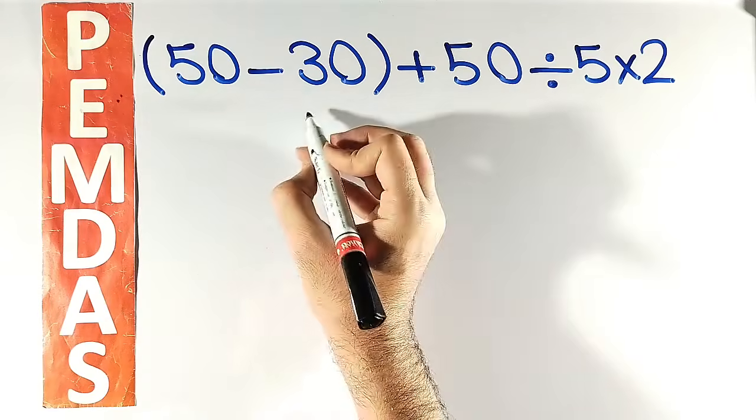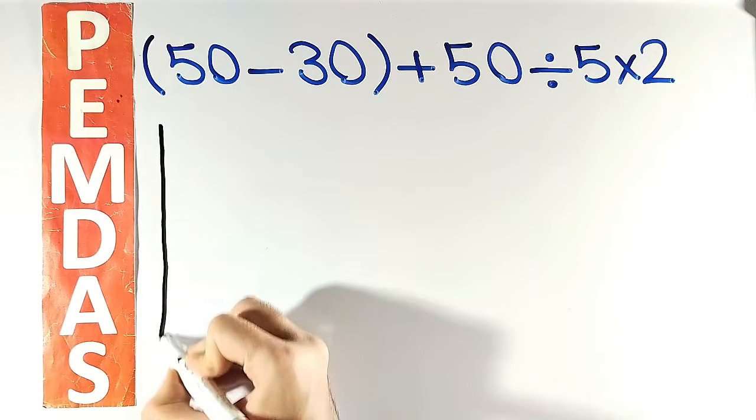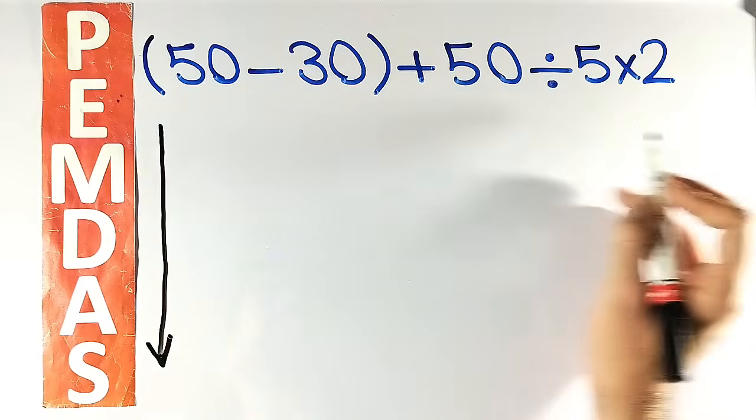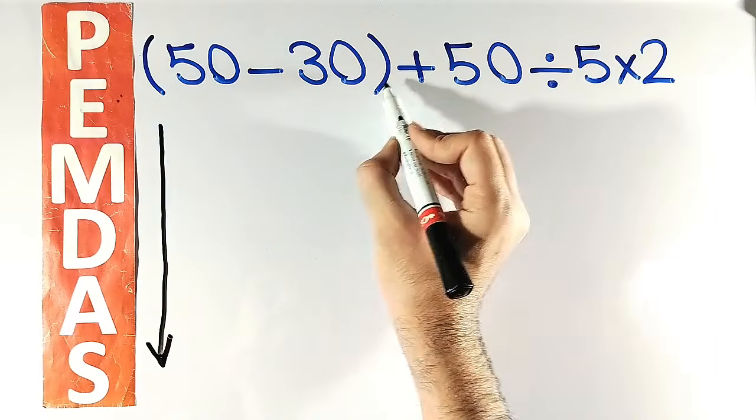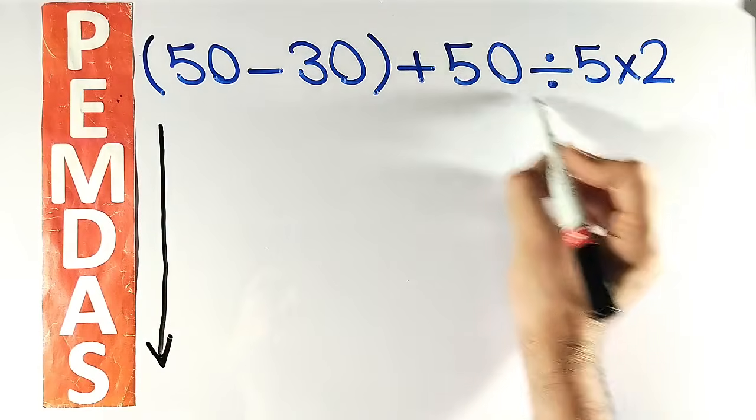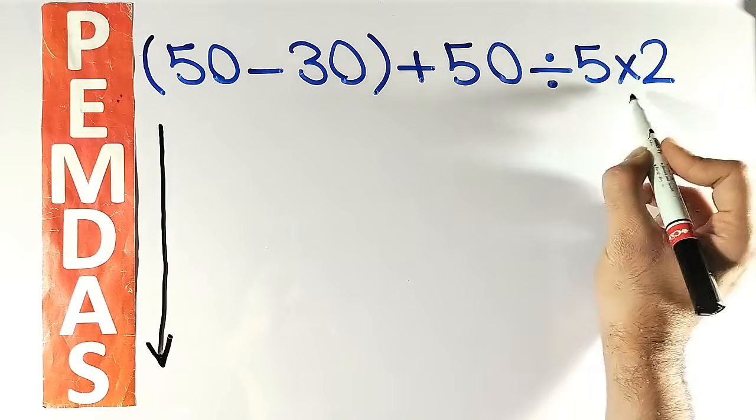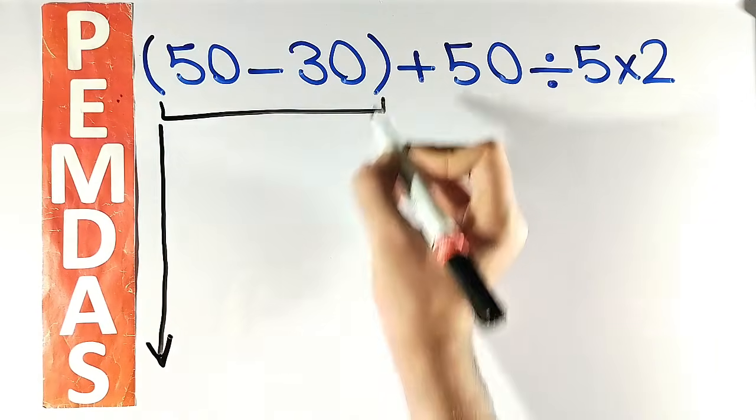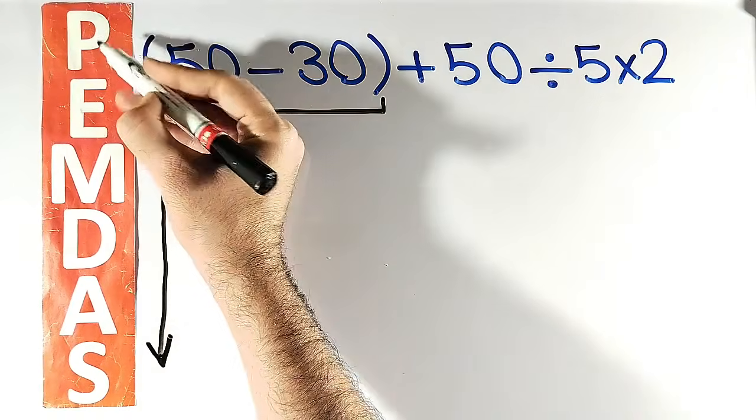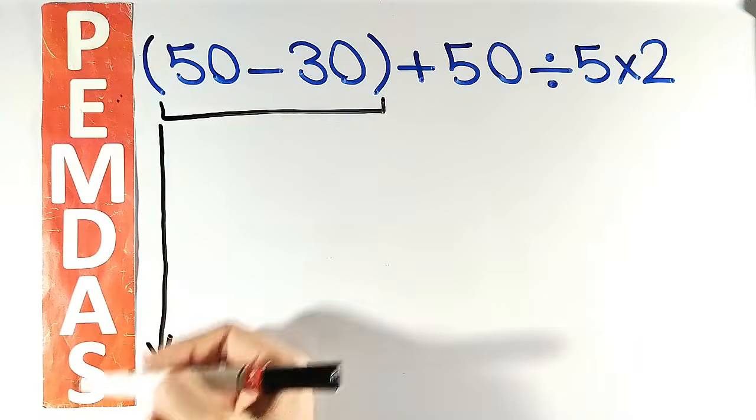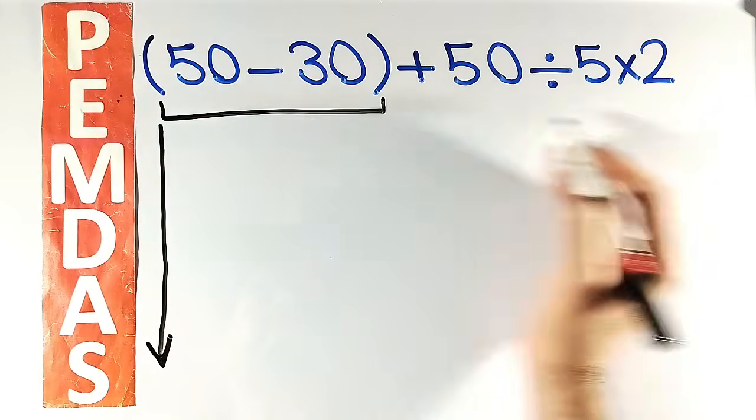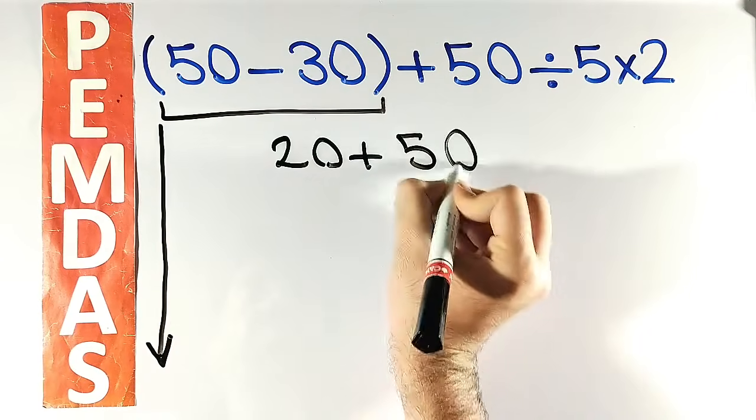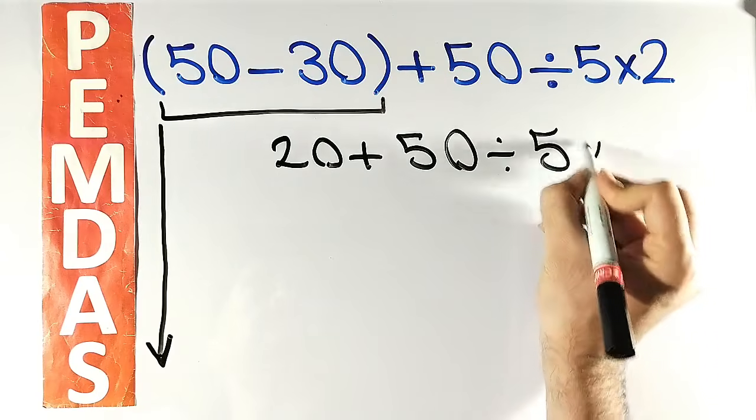To solve this question, we must follow the order of operations step by step from top to bottom. As you can see on the screen, in this expression, first we have parentheses, then an addition sign, followed by a division, and finally a multiplication. According to the PEMDAS rule, first we go for the expression inside the parentheses, because parentheses have the highest priority than the other operation. So, instead of this expression, we can write 20 plus 50 divided by 5 multiplied by 2.